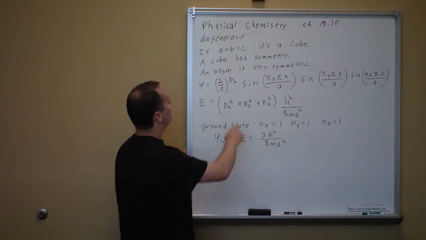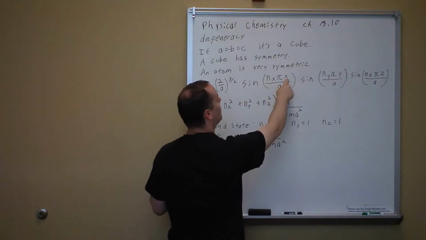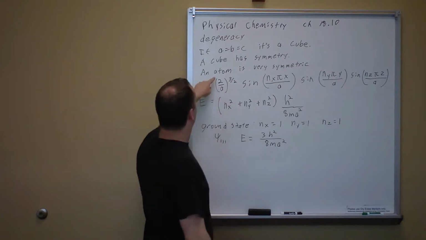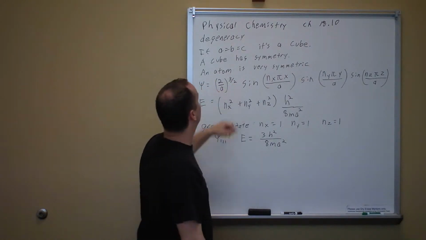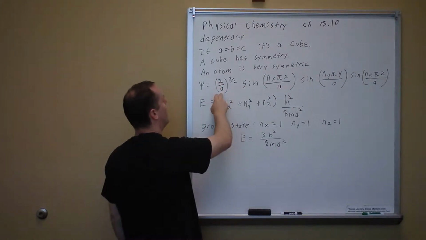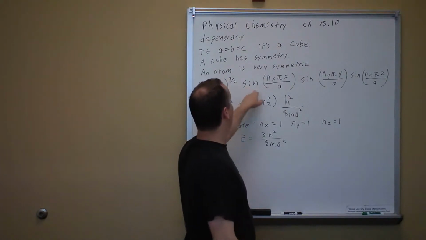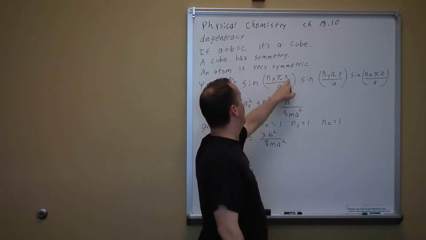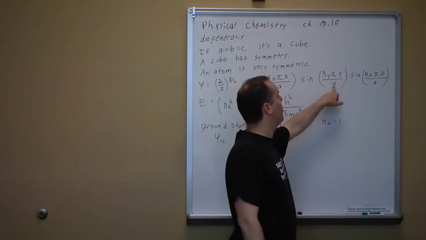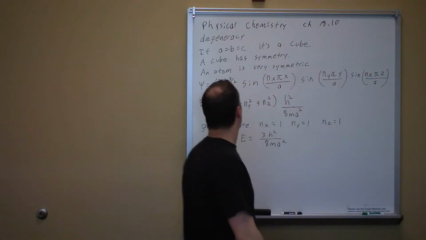So in that case, we just replace all the b's and c's with a's, so we write it like this. Our psi function for a cube would be 2 over a to the 3/2 power. Remember, because 2 over a times 2 over a times 2 over a, to the 1/2, each one of those would be 3/2. So then we have times sine nx pi x over a, and then sine ny pi y over a, and then sine nz pi z over a.